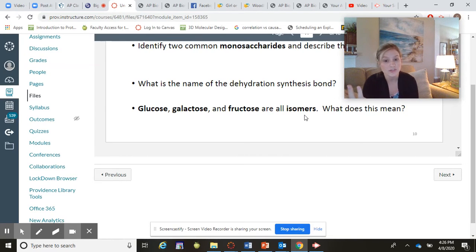And we know that if you have a different structure, you have a different function. And so that's what an isomer is.